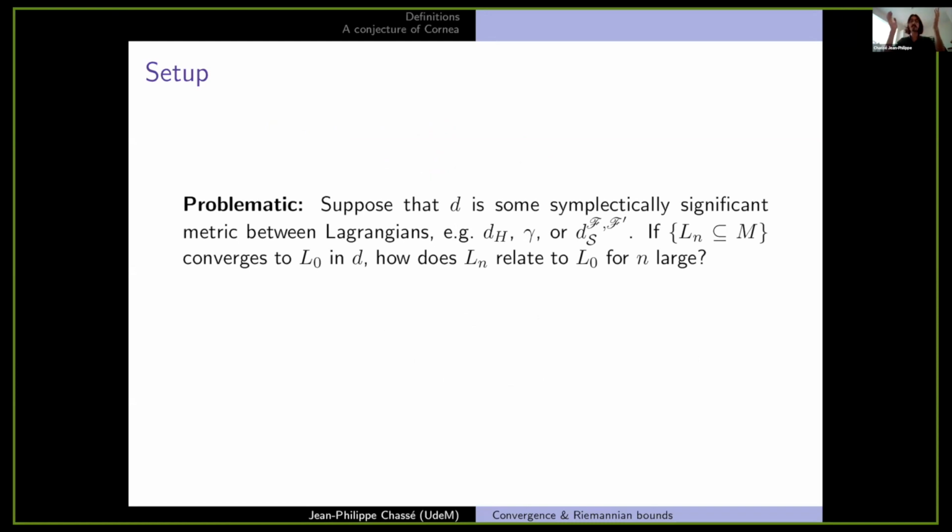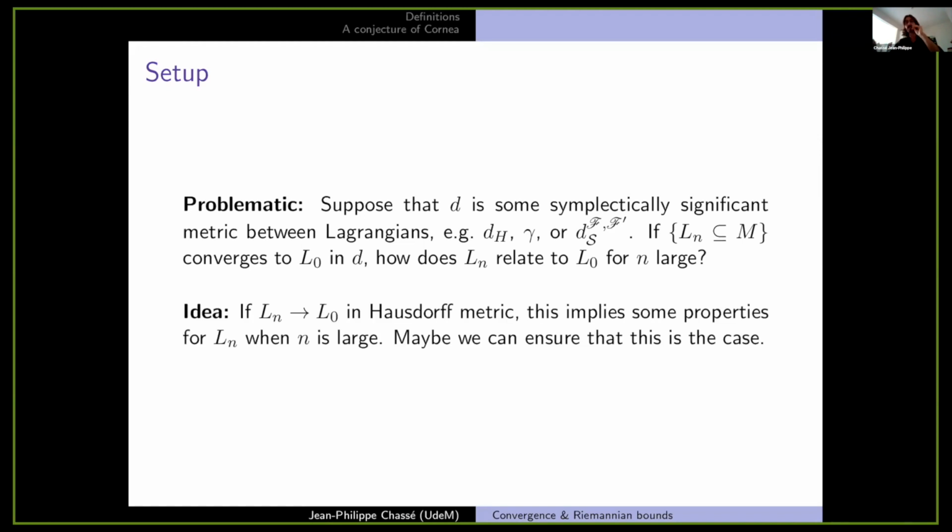Okay? So you have one of these metrics, and you're wondering essentially what it means for a sequence to converge in one of those metrics, or equivalently, what topology it induces on the space. So say that Ln is converging to some L0, and I know that L0 is some embedded Lagrangian. Can I relate Ln to L0 for n large enough? Essentially, what can I say about the neighborhood of L0?